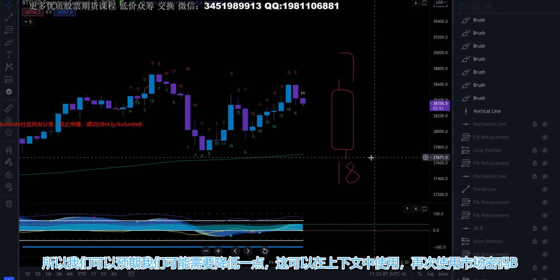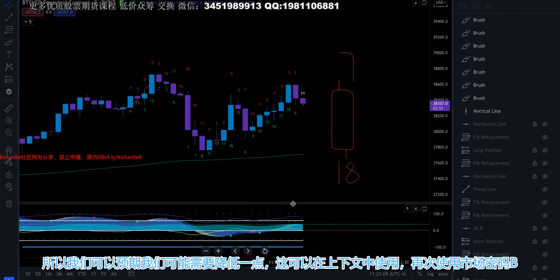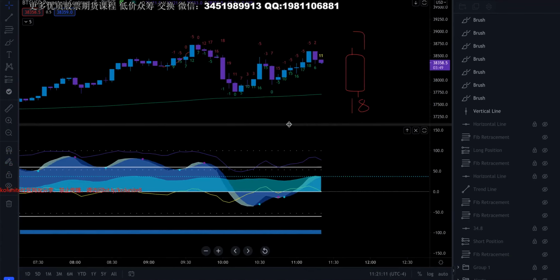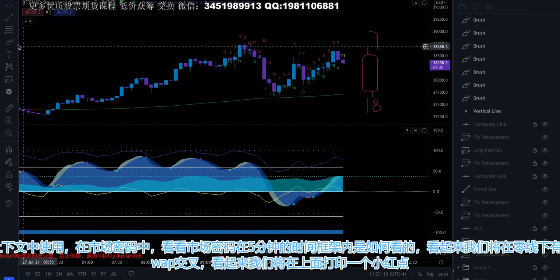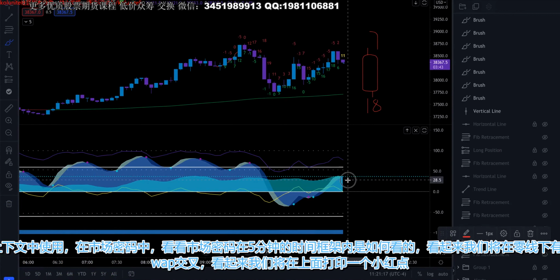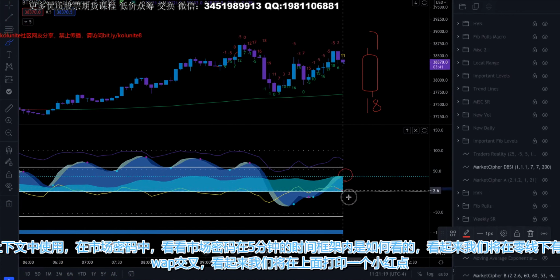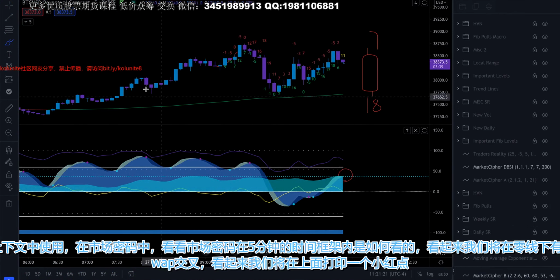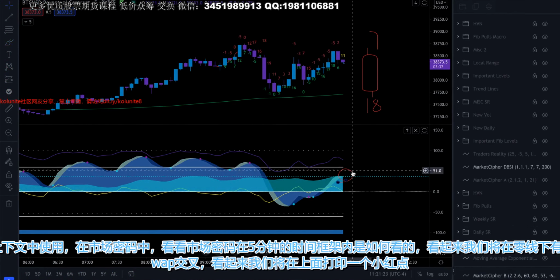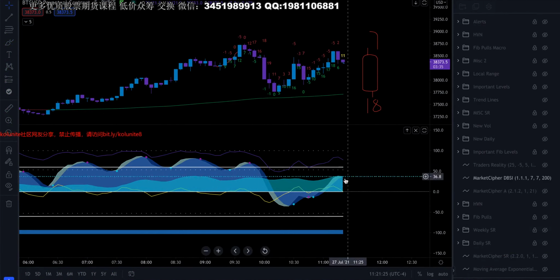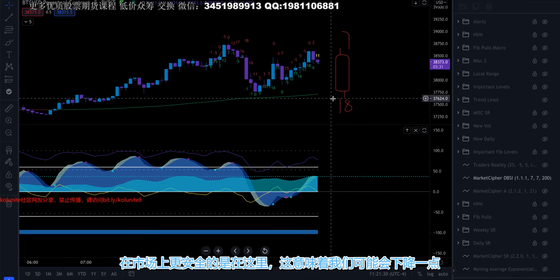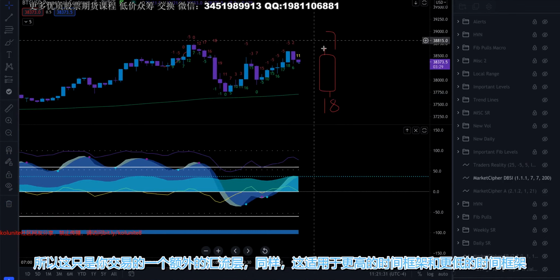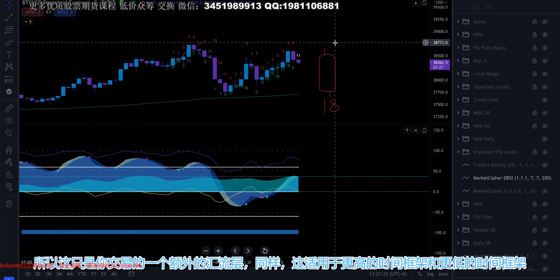And this can be used in context with Market Cipher B. Again, it's very important to be used in context with Market Cipher B. Look at how Market Cipher B is looking on the 5-minute time frame. Looks like we're about to have the VWAP cross under the 0 line, and it looks like we're about to print a red dot on Market Cipher B here, which would mean probably we will come down a little bit. So it's just an added layer of confluence to your trading.